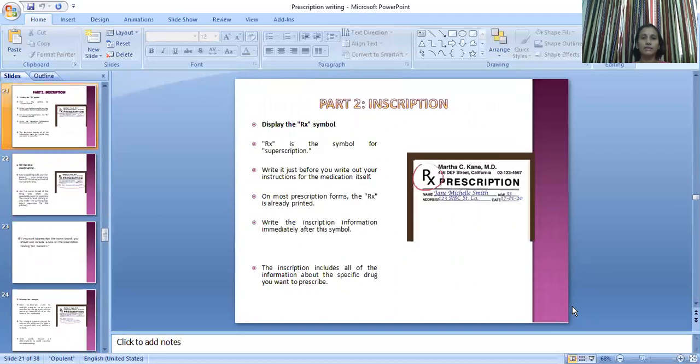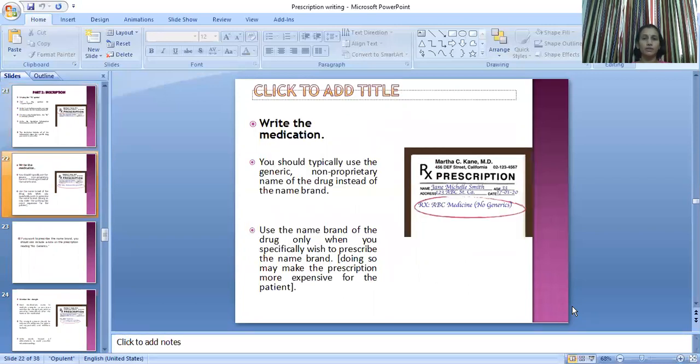The second part is the inscription, which is displayed by the symbol RX. It should be right just after the RX symbol that the medication should be written. On most prescriptions, this symbol is already in the printed form. Write the inscription information immediately after this symbol. This inscription includes all the information about the specific drug that you want to prescribe.